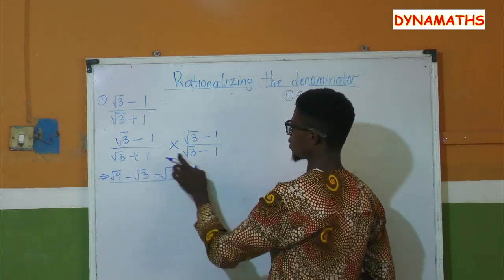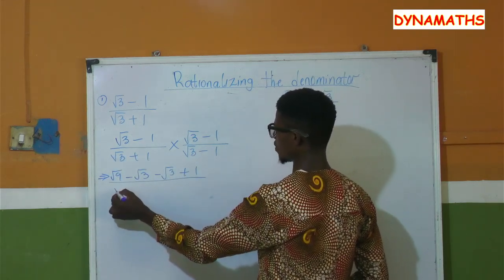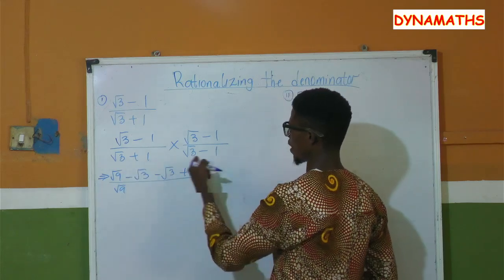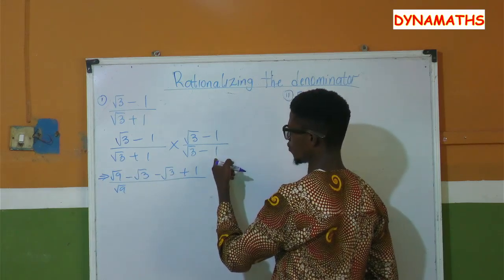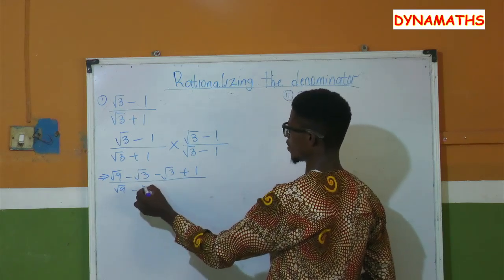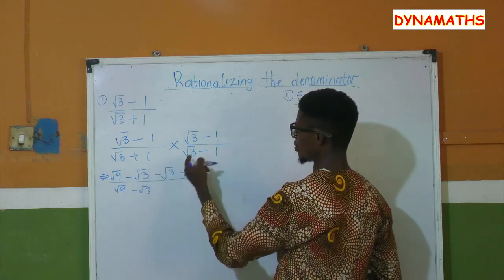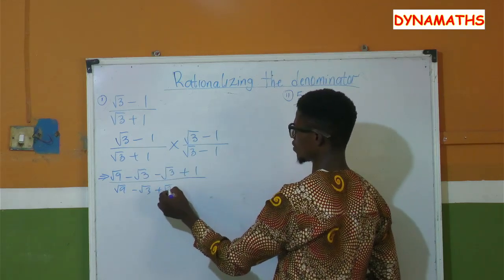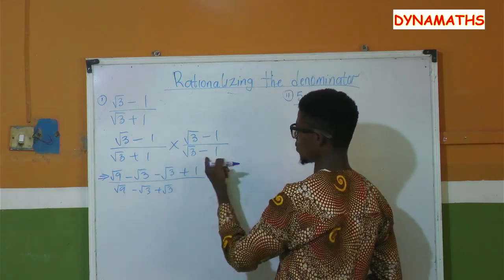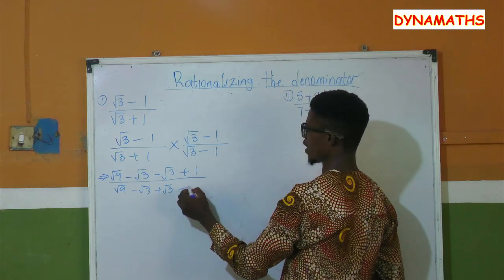Then here we have root 3 multiplied by root 3, that's root 9. Root 3 multiplied by minus 1, that's minus root 3. Plus 1 multiplied by root 3, that's plus root 3. Then 1 multiplied by minus 1, that's going to give us a negative 1.